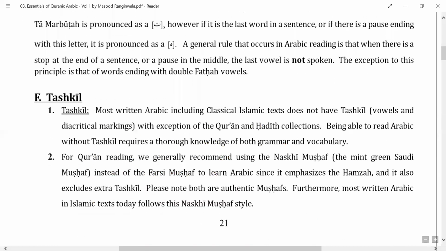And tashkil means these vowel signs, the diacritical marks. Most classical texts do not have tashkil. They don't have these signs. As I told you, if I just give you ha, you don't know how to recite it.